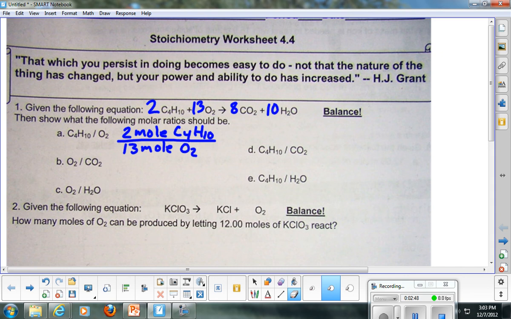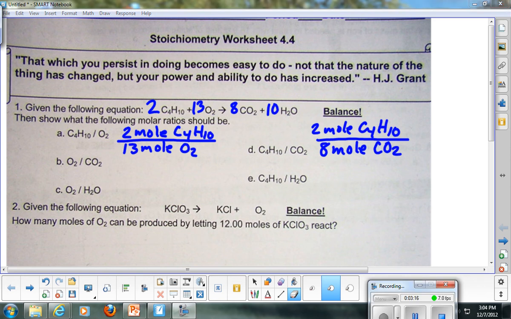Okay? I want you to set up the rest. Well, let me do D with you. I'll do one more. So on C4H10, again, we've got 2 moles of C4H10. And on the bottom, we would have CO2. In front of CO2, there's an 8. So 8 moles of CO2. So I want you to set up the rest of the ratios for me. So go ahead and pause the video and then come back.